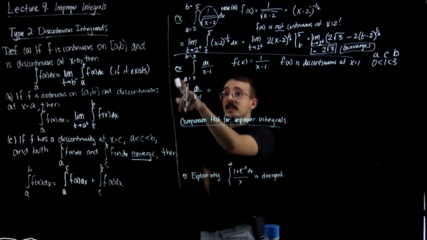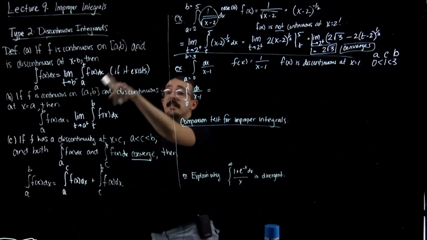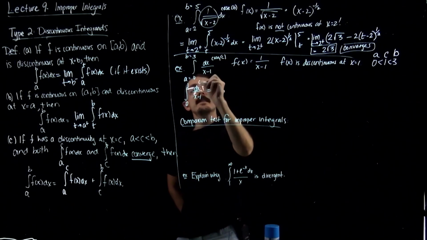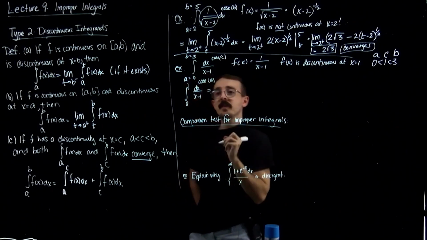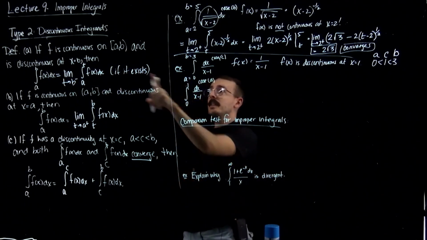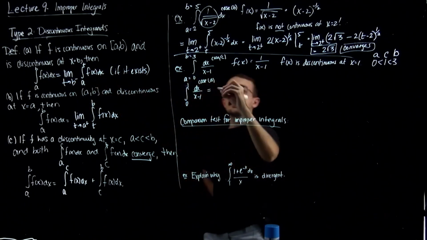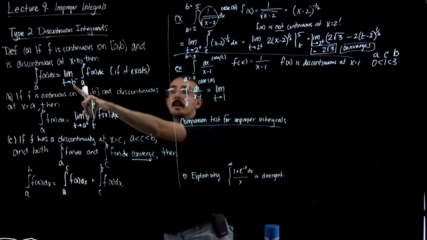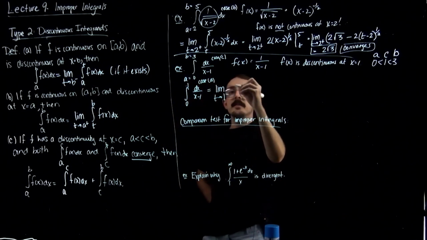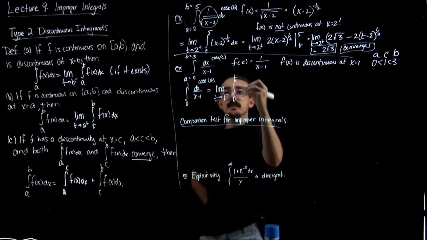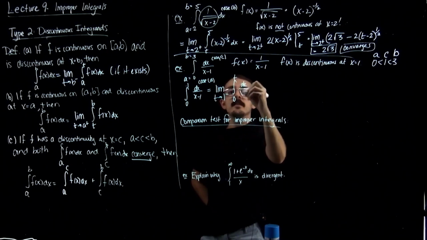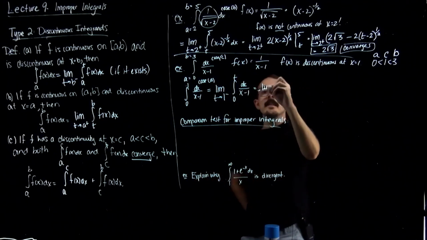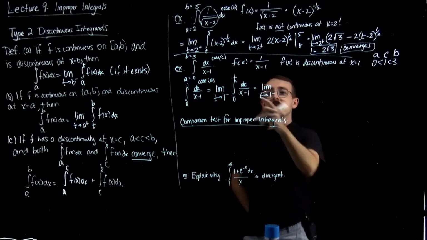This right here, where we're discontinuous at the upper bound, that's case A, right? This is case C, and this is case A. So what happens when we're discontinuous at the upper bound? We do something like this. We say, well, we have the limit as t goes to 1 from the left, integral from 0 to t of dx over x minus 1. And now let's go ahead and take the integral of this. I get the limit as t goes to 1 on the left.